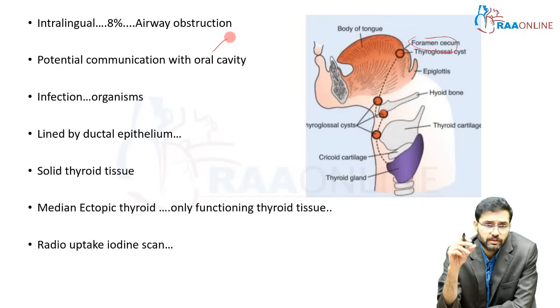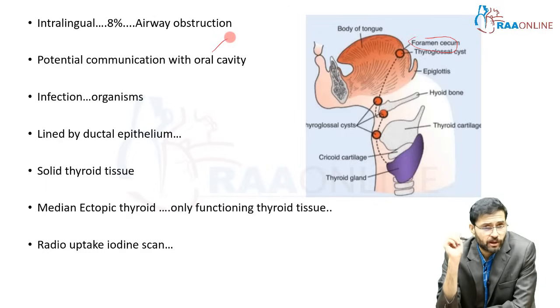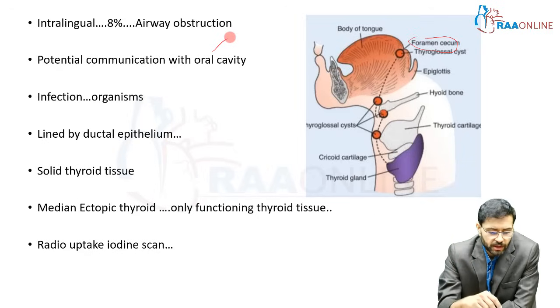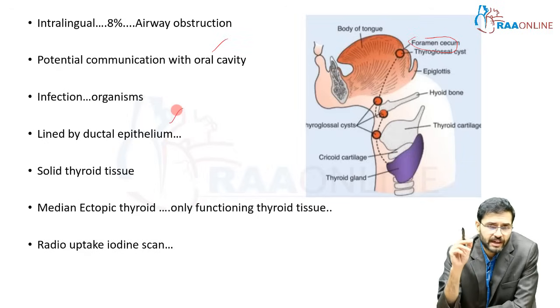Sometimes these thyroglossal duct cysts can be intralingual in 8% of cases. These intralingual thyroglossal cysts are known to produce airway obstruction. The cyst itself has ductal epithelium in it. They can contain solid thyroid tissue.